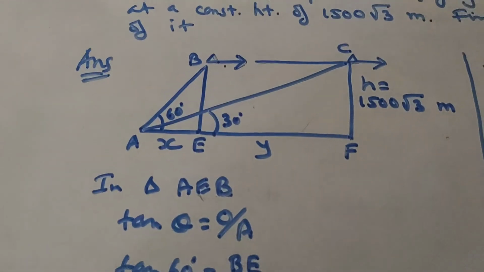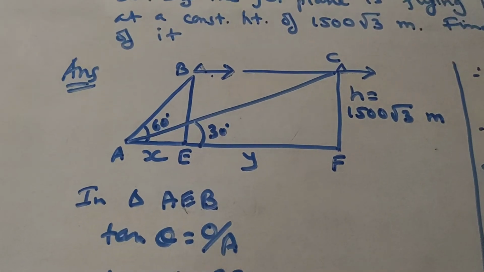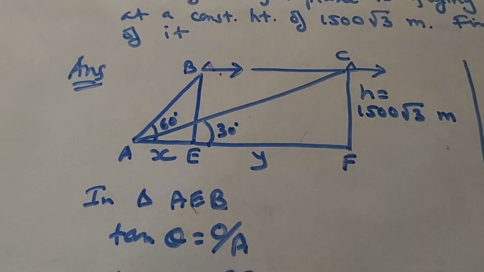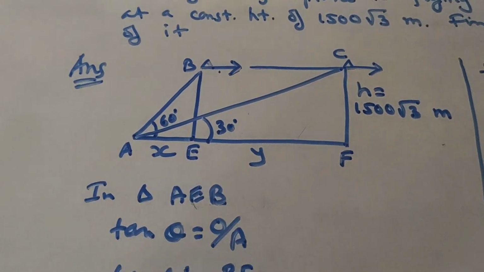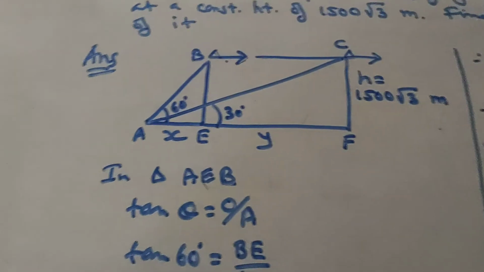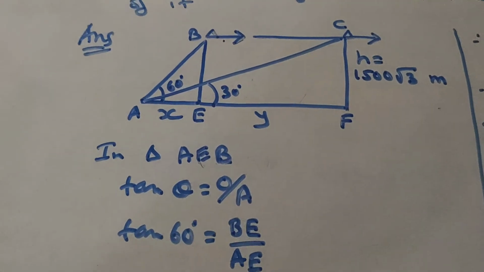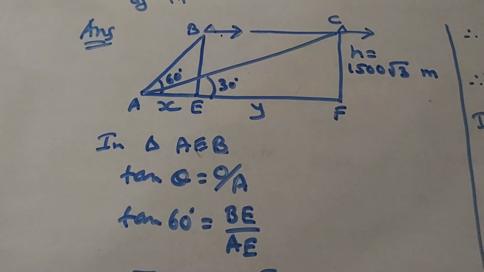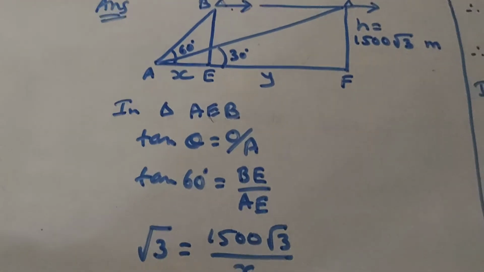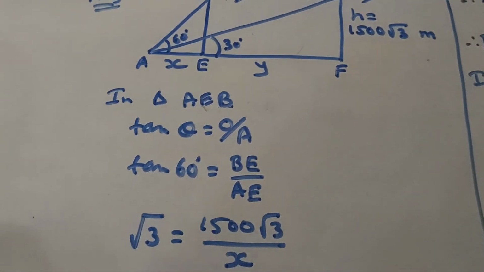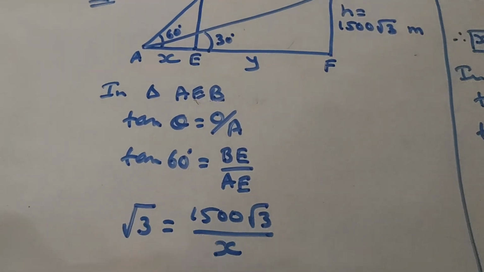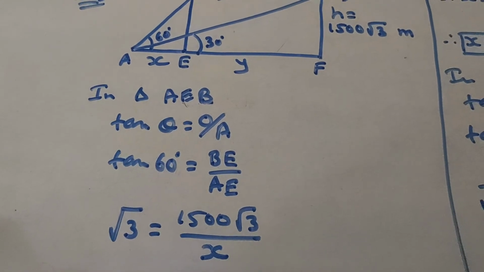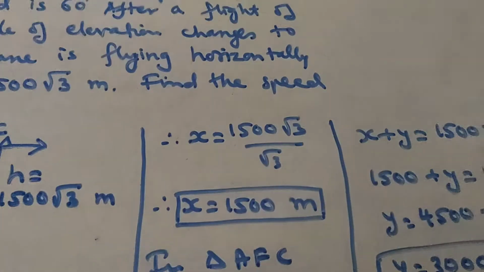So first of all we will consider the triangles. After drawing the diagram we get the right angle triangles AEB and AFC. First we'll talk about AEB. So tan theta is equal to opposite upon adjacent. So tan 60 is equal to BE upon AE. BE is equivalent to the height, so that is 1500 root 3 upon x, and tan 60 is root 3. So x equal to 1500 root 3 upon root 3. So root 3 cancels. So we get x equal to 1500.